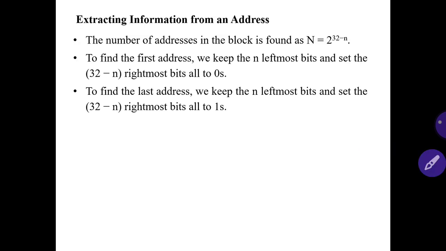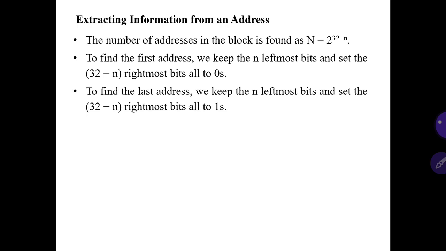Extracting information from an address. By seeing any classless address, we can easily extract the total number of addresses granted to the particular block. That is N equals 2 to the power of 32 minus n, where n is the mask number. To find the first address, we keep the n leftmost bits and set the 32 minus n rightmost bits all to 0. Given any middle address, you can understand how many addresses are in the block, what the first address is, and what the last address is.